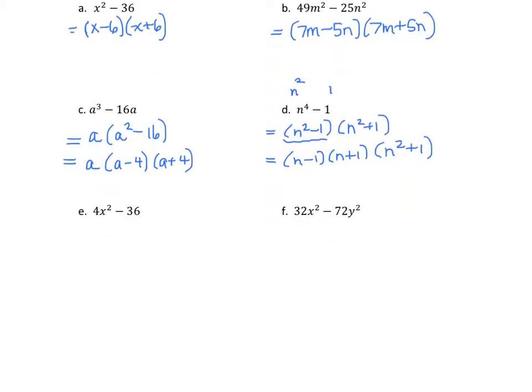Okay, next one. The square root of 4x squared is 2x, and the square root of 36 is 6. So in factored form, this will be 2x minus 6 and 2x plus 6.